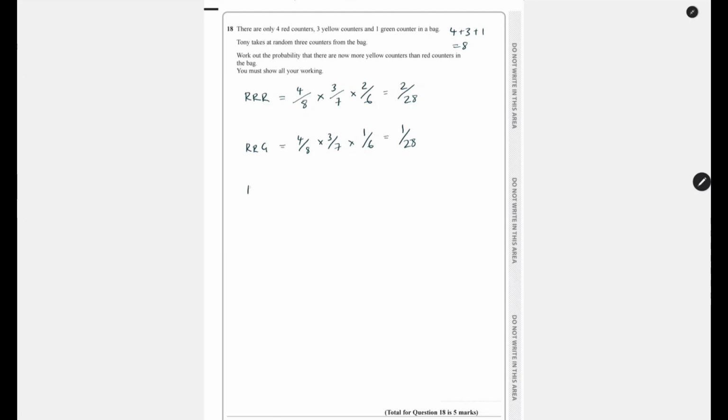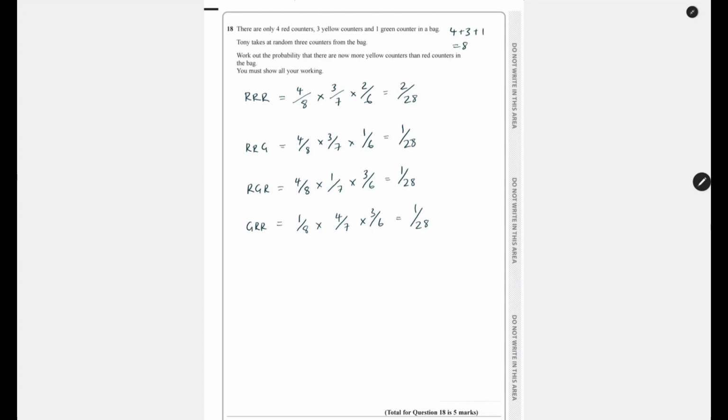The next scenario is that the first is the red counter, the second is the green, and the third is the red. And so that's 4 over 8 multiplied by 1 over 7 multiplied by 3 over 6. And again, we can see it's the same numbers, and so it's 1 over 28. And finally, we can say that the first counter he takes out is green, then the last 2 are red, and so that's 1 over 8 multiplied by 4 over 7 multiplied by 3 over 6. And that is also equal to 1 over 28.